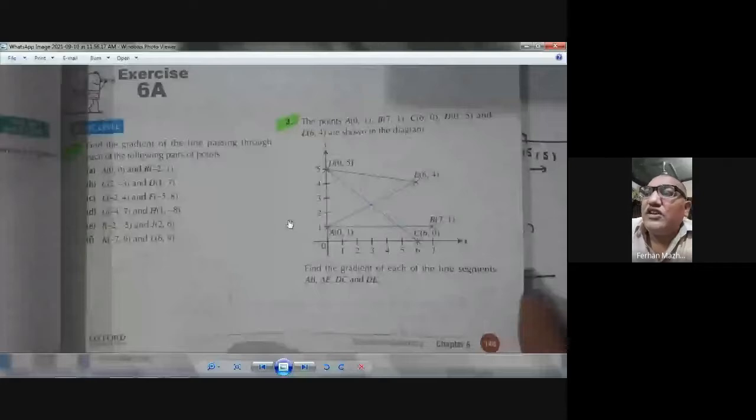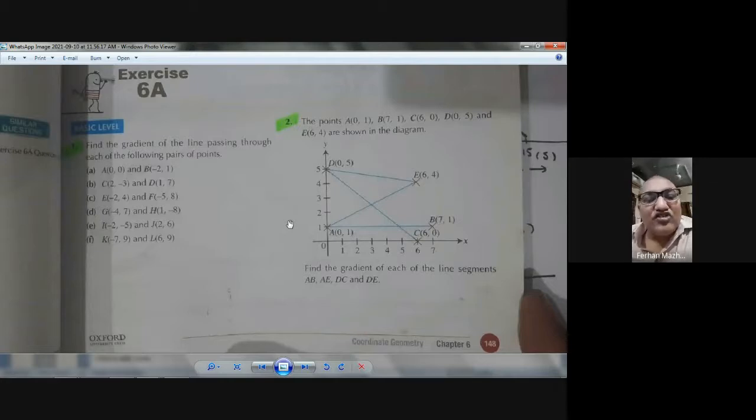Find the gradient of each of the line segments AB. We have to find out the gradient of the AB, the gradient of the AE, the gradient or the slope of the DC, and the gradient or the slope of the DE. So basically there are 4 questions on this diagram. All the questions are to find out the gradient of the line. Formula is simple, y2 minus y1 divided by x2 minus x1. Let me show you the solution.